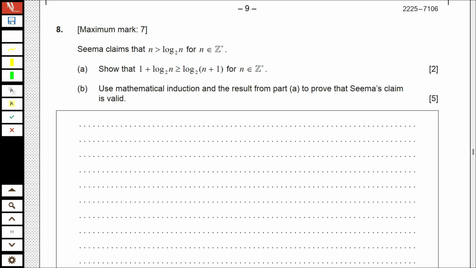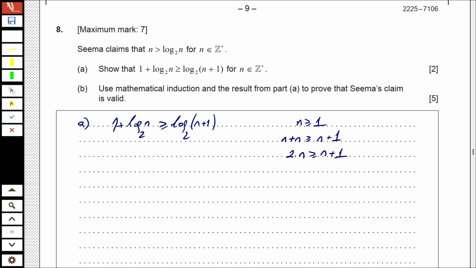Question 8. Seema claims that n is greater than log base 2 of n for n a positive integer. Show that 1 plus log base 2 of n is greater than or equal to log base 2 of n plus 1. We're going to show that 1 plus log base 2 of n is greater than or equal to log base 2 of n plus 1. So I know that n is a positive integer number, which is n greater or equal to 1. In this case, I would like to add n to both sides, and I will see that 2 times n is greater or equal to n plus 1.